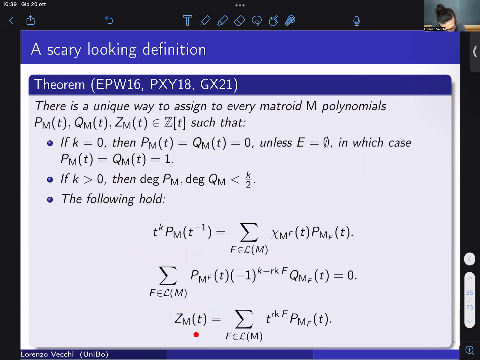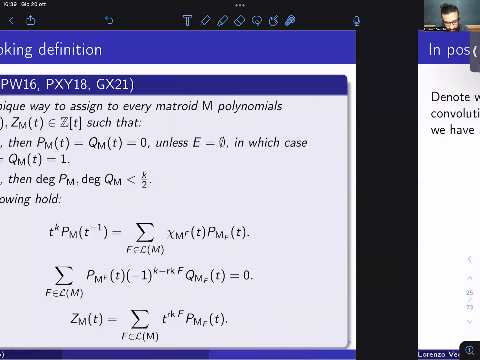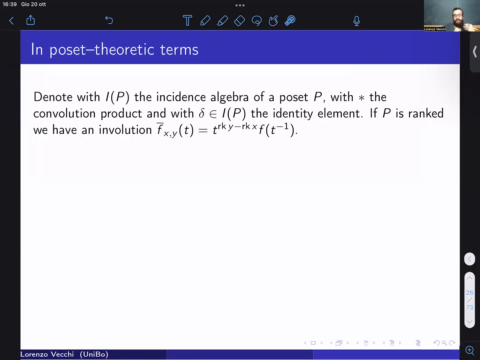And then zeta is just a sum over all the possible contractions and the Kazhdan-Lusztig polynomial of all the possible contractions, shifted by the rank of the flat we are contracting by. And if any of you is interested in posets, they might recognize this product here as a convolution product inside the incidence algebra. So since we are combinatorialists here, I want to try to give an equivalent definition just by looking at the incidence algebra of the poset.